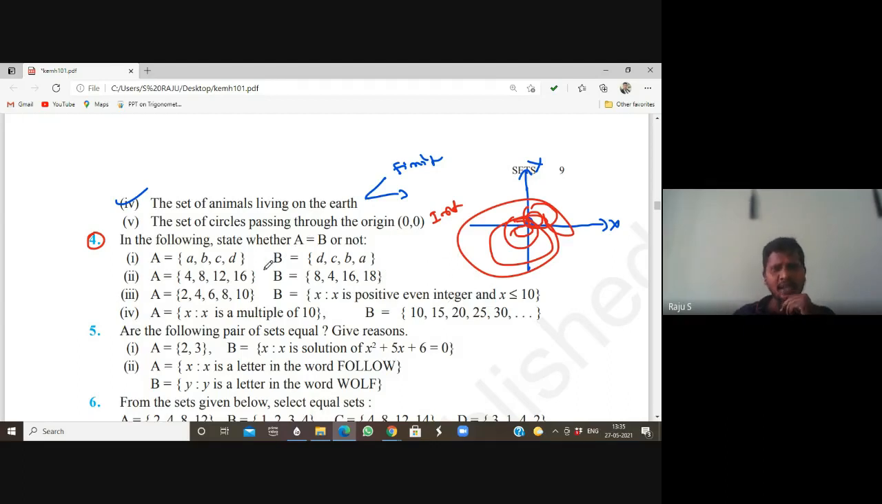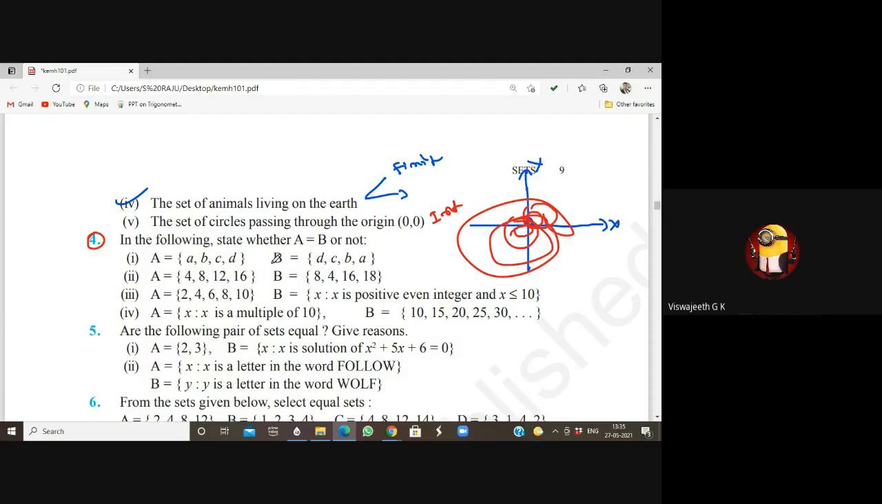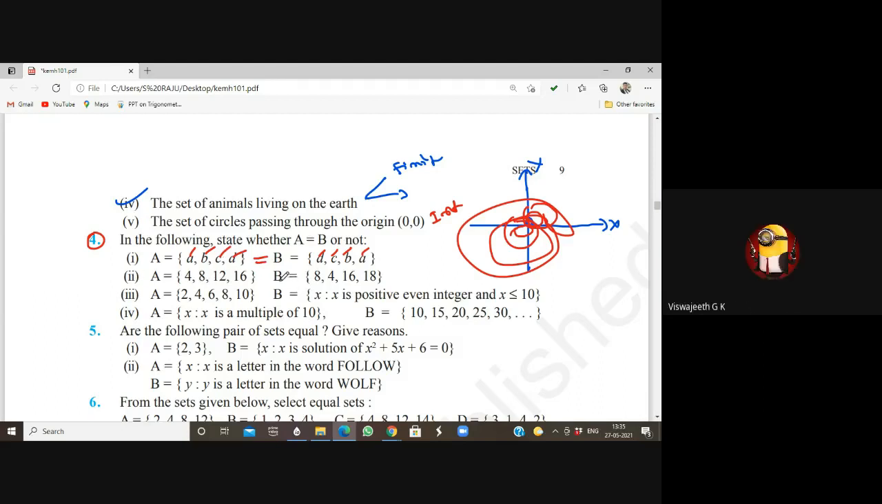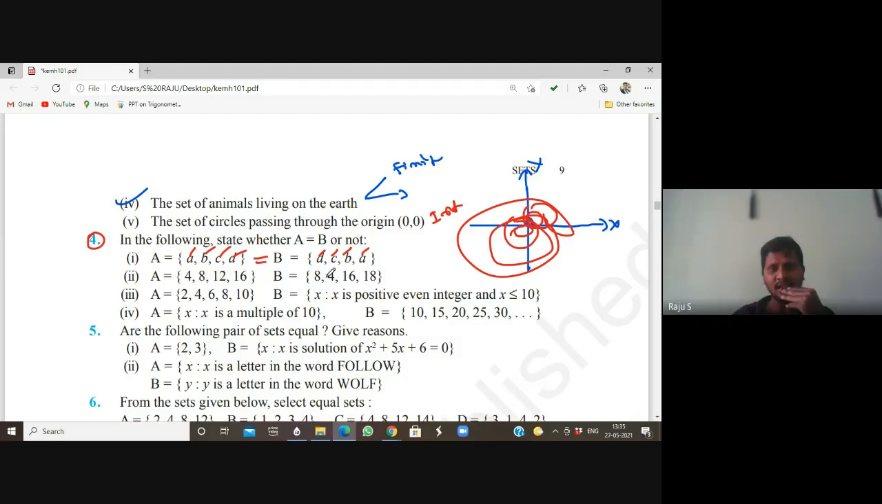What about here? Is A equal to B? Yes, sir. A is there, B is there, C is there, D is there. So clearly equal. Then what about the second one? Not equal. Why? 8 is there, 4 is there, 16 is there. But 12 belongs to A, but 12 does not belong to B. 18 belongs to B, 18 does not belong to A.